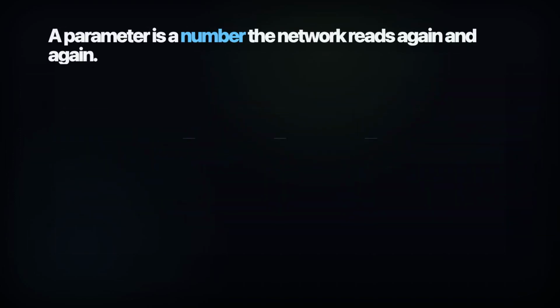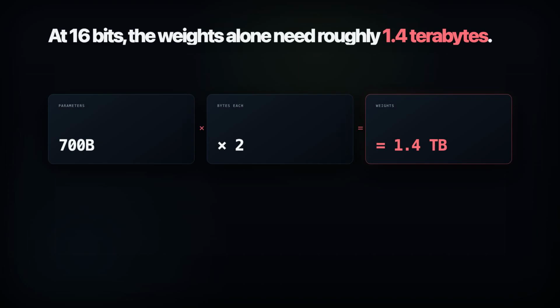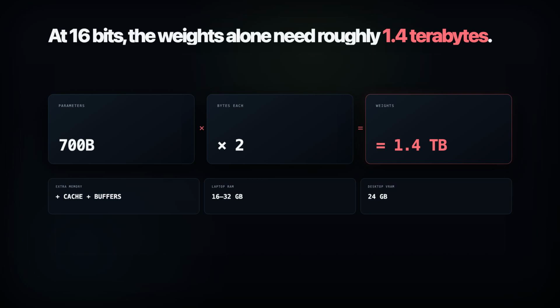To understand the trick, we first need to understand why a 700 billion parameter model should not fit on a laptop. A parameter is essentially a number stored inside the neural network. During inference, the computer repeatedly reads these numbers and uses them to transform your input into the next predicted token. If every parameter is stored using 16 bits or 2 bytes, then 700 billion parameters require roughly 1.4 terabytes just for the model weights. That does not include the context cache, temporary computation buffers, the operating system, or anything else running on the machine. Clearly, a laptop with 16 or 32 gigabytes of memory cannot hold that. Even a powerful desktop GPU with 24 gigabytes of VRAM is nowhere close.